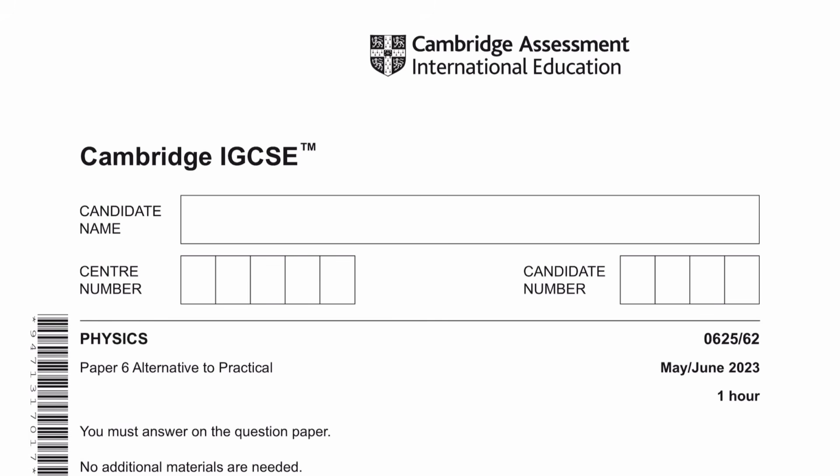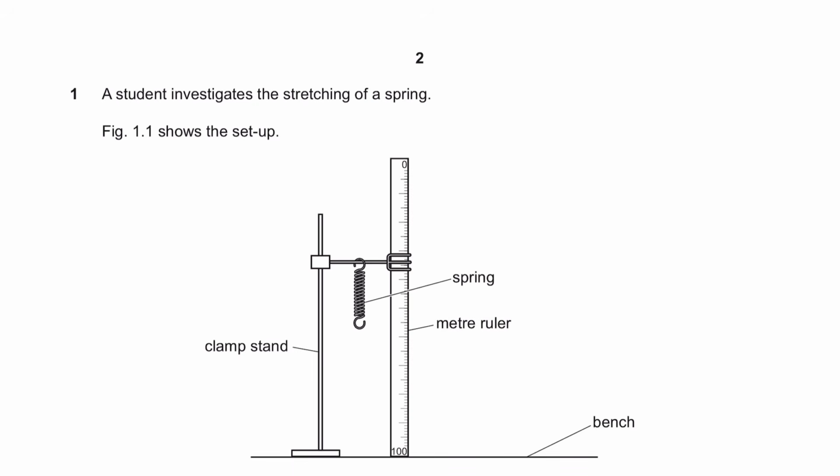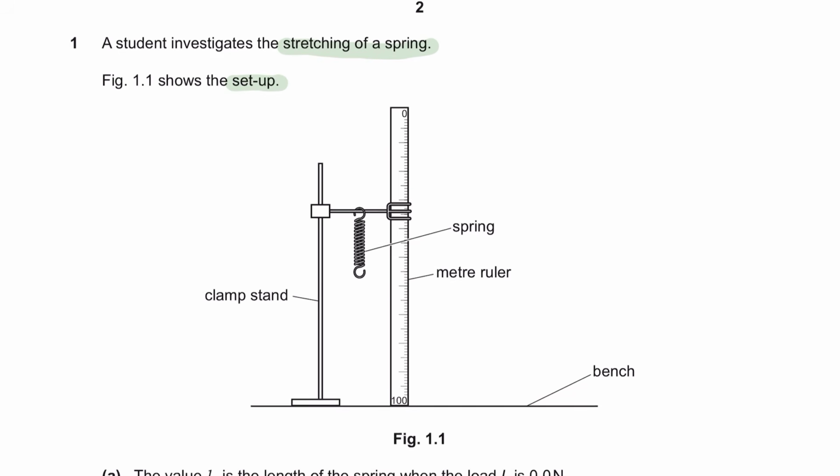This is a tutorial video for Physics, Paper 6, Variant 6-2 for the May/June 2023 examination. Question 1. A student investigates the stretching of a spring. Figure 1.1 shows the setup.